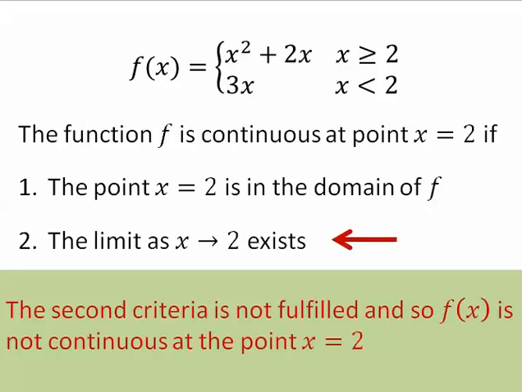We don't even bother checking the third criterion. Once you know that it's not continuous at a point, that it doesn't fulfill one of the requirements, you stop right there.